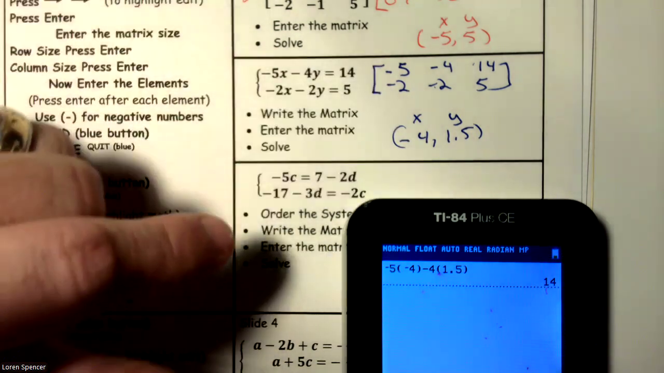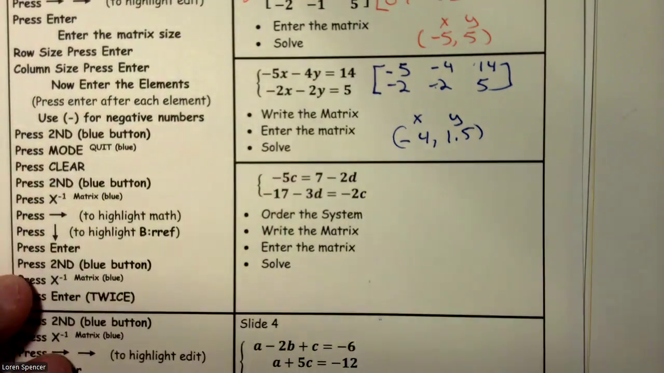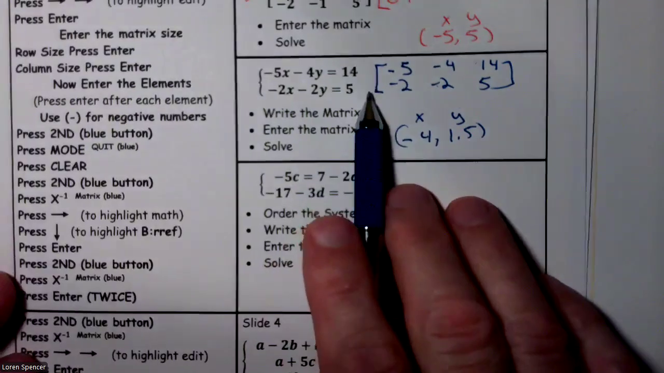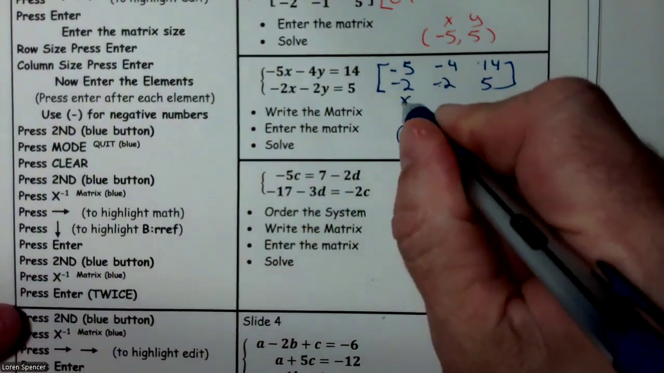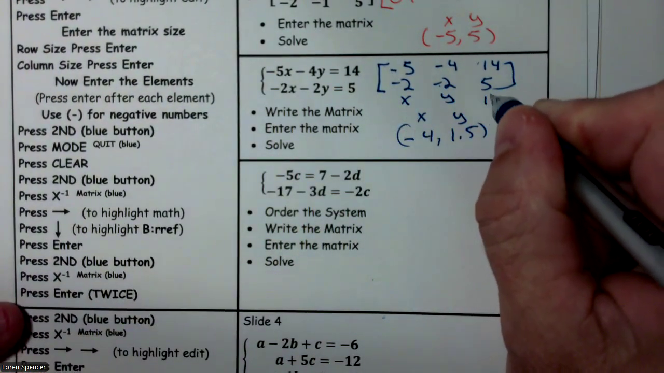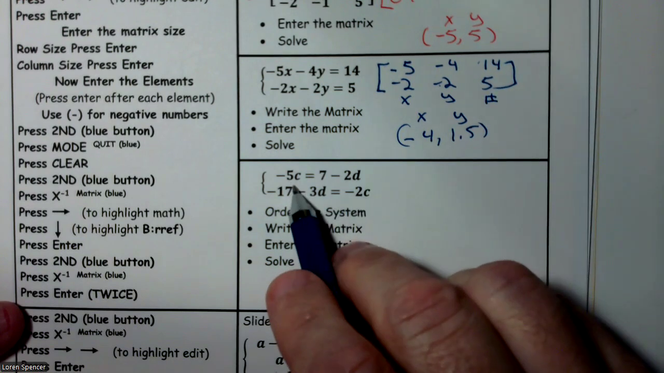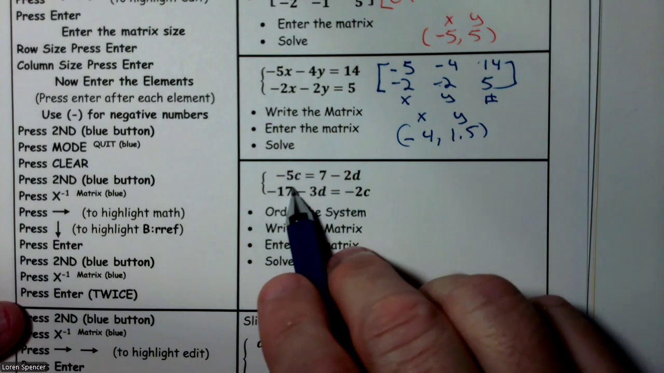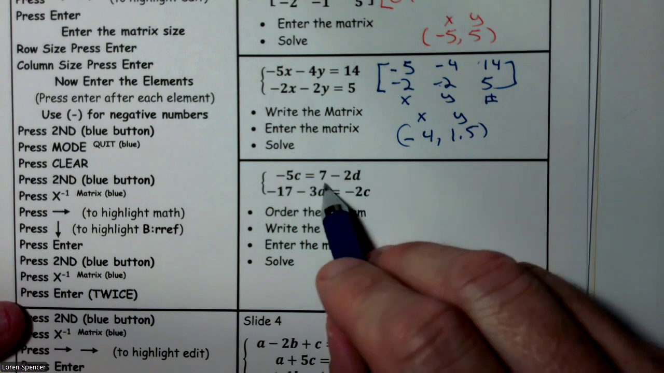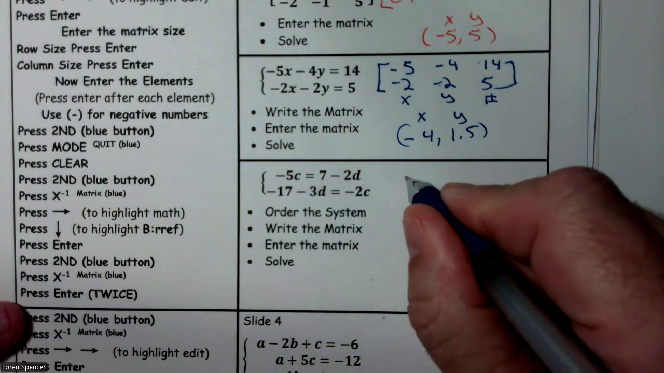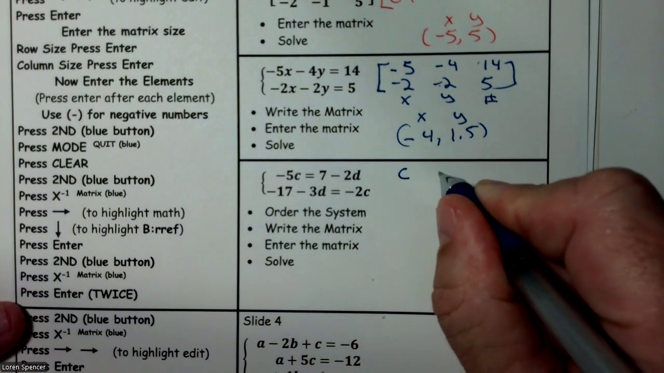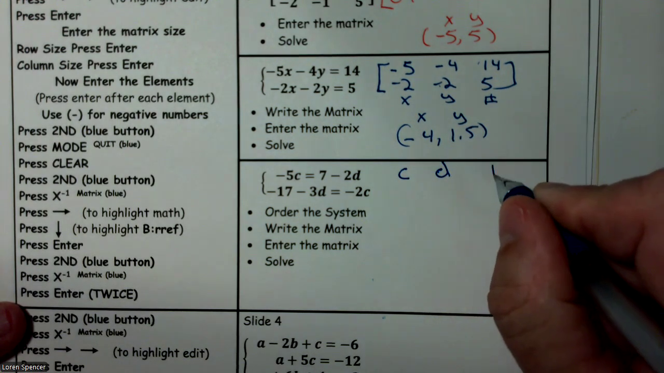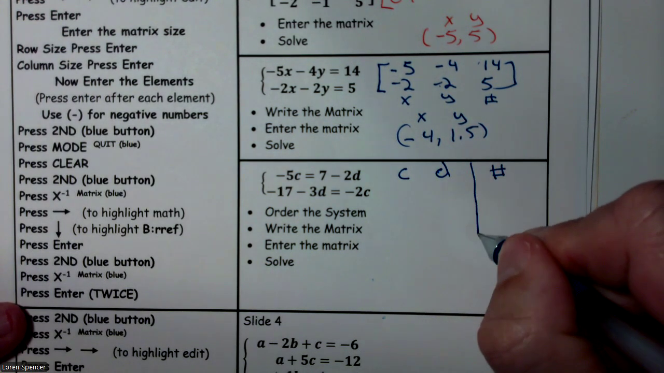And it does. So it looks like we probably did that right. Now the problem is we have to always have an X column, a Y column, and a number column. In this case, that's not what I have. These are out of order. So I'm going to have to put them in order, and I'm going to go in alphabetical order. So I'm going to need a C column, a D column, and a number column.